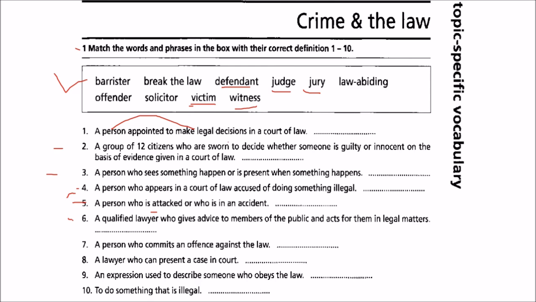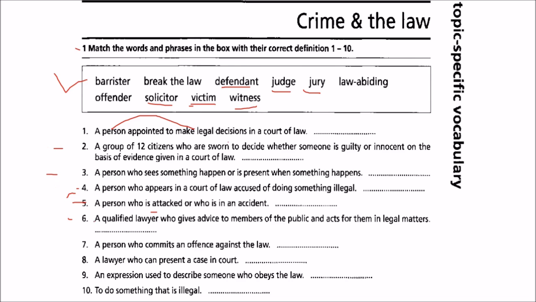Sixth, a qualified lawyer who gives advice to members of the public and acts for them in legal matters. What do we call him? We call him as the solicitor. The solicitor. In US, the solicitor is called as attorney general, and in various countries also.